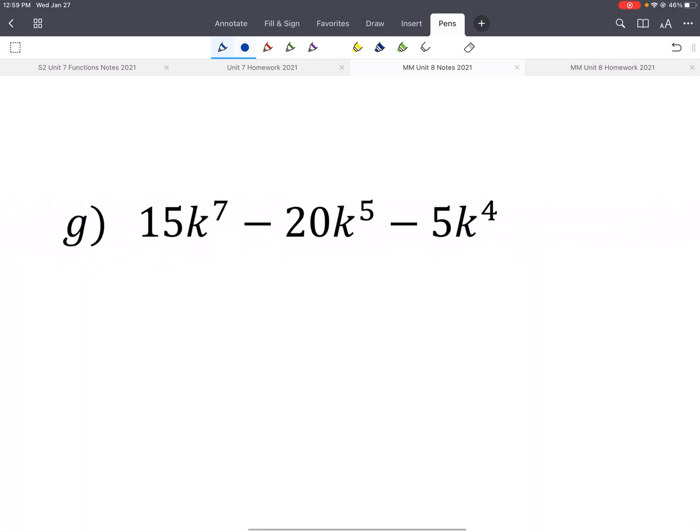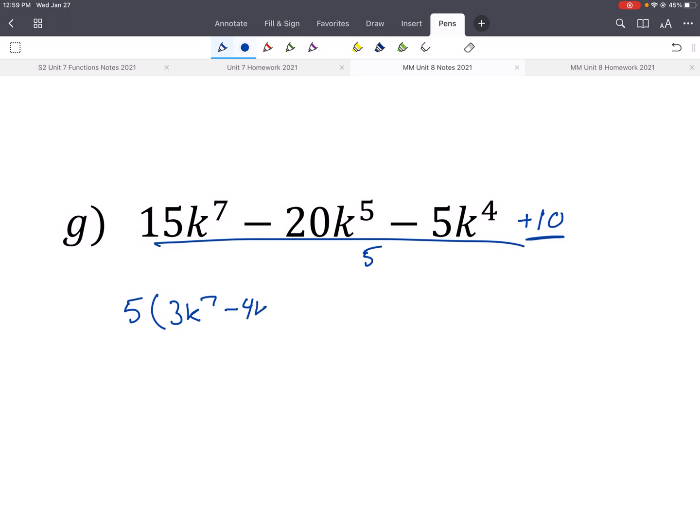I also want to add one here. Maybe we'll say plus 2. No, let's do plus 10. Okay. So we look at the numbers. Looks like we could divide all of those by 5. For the variables, here we have a constant, which means there's no variables to take from there. So we can't take out any of the k's, and we don't have a leading negative. So all we need to do is divide everything by 5. So that's 3k to the 7th minus 4k to the 5th minus 1k to the 4th plus 2.